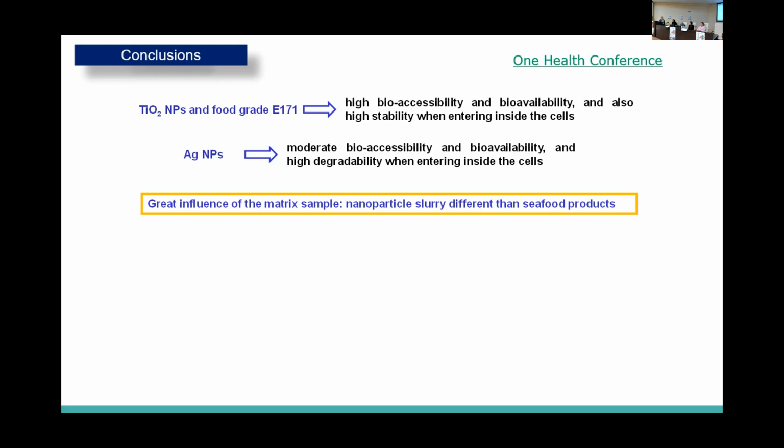In the case of silver nanoparticles, this bioavailability and this stability is less important. However, we have to take into account that the sample matrix has a great influence, so the result can be totally different if we use a standard, or we use a food, or we use another type of food.